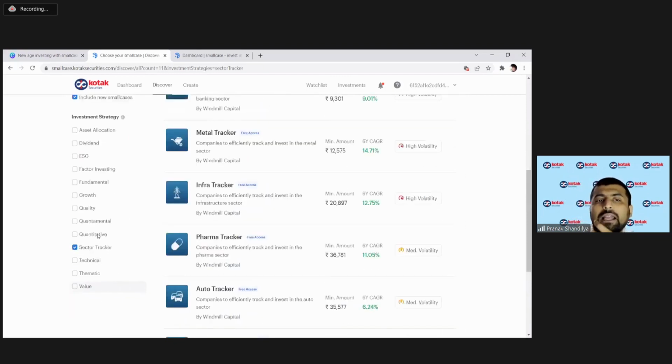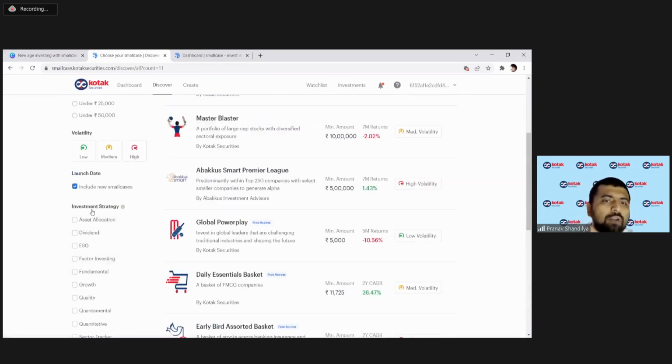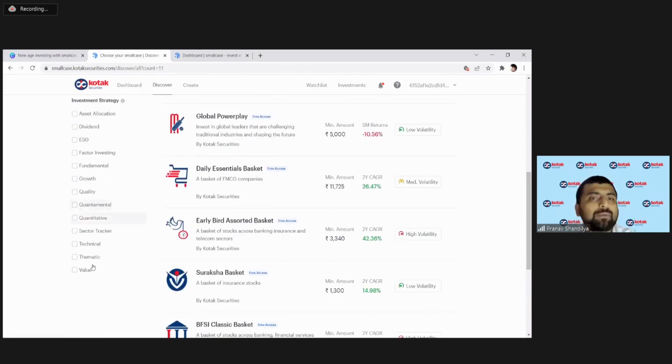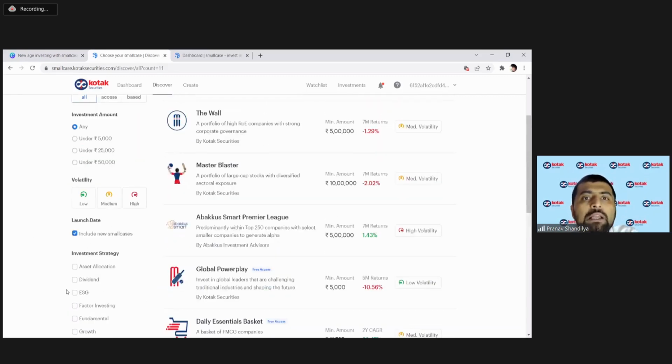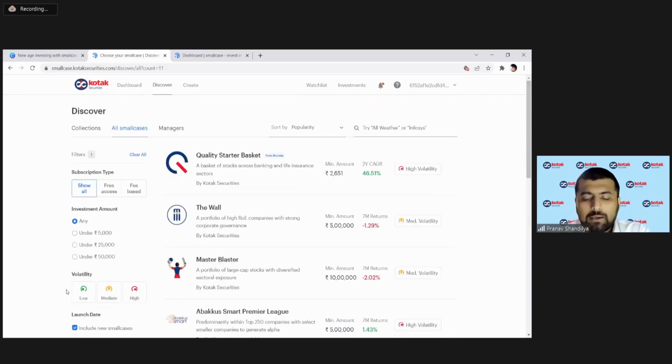I wouldn't like to elaborate too much on all the investment strategies because there are too many strategies available, but I've highlighted some of the key ones that are usually preferred. So these are the kind of strategies also available to you as investors who are holding their Kotak Securities trading and demat account.